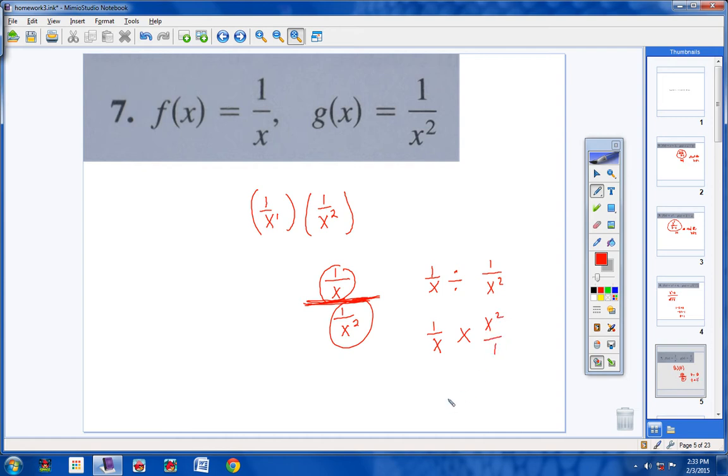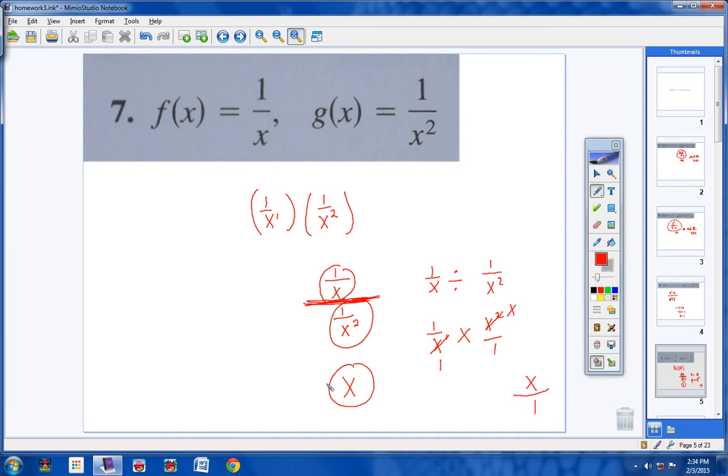Alright, now we can do some cross canceling. We have 1 x here and 2 x's here. Take 1 x away from this, we're left with 1. Take 1 x away from here, we're left with x. So 1 times x is x. 1 times 1 is 1. So you will end up with x for the division, okay? So the domain for that should be all real numbers, okay? The domain for that would be all real numbers.